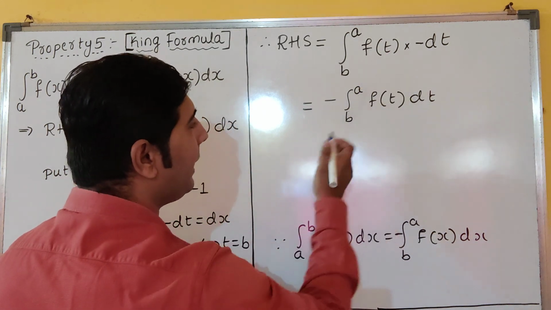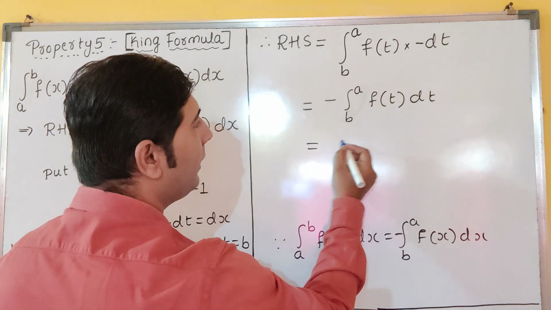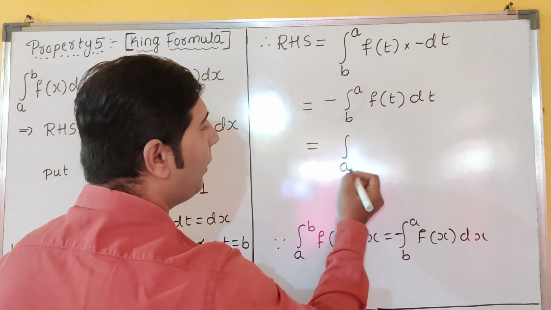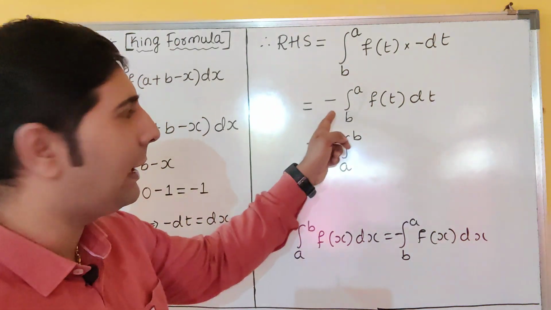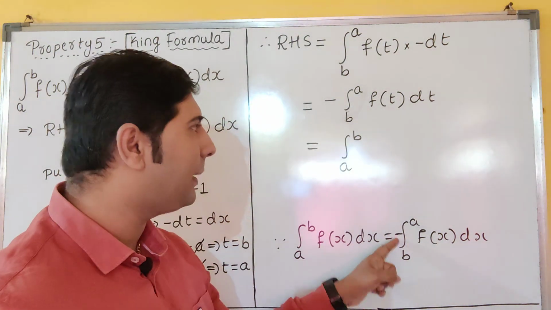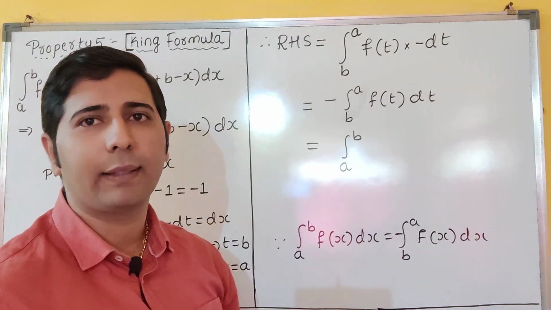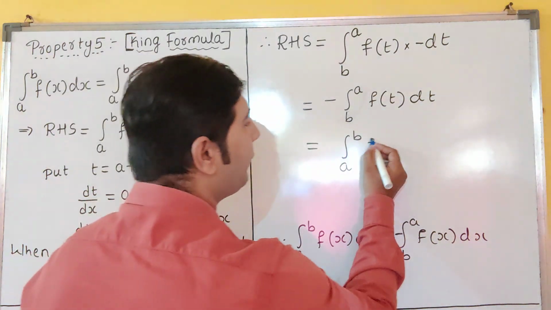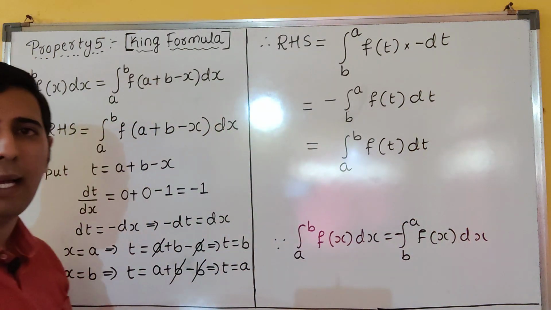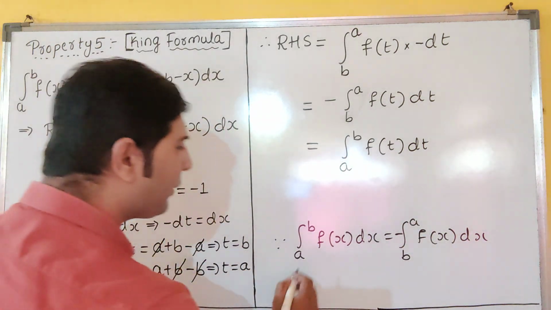So if I change the interval, what will happen now? B to a, I will write it as what? A to b now. A to b means minus sign will come. Already one minus is there. So minus sign comes means what? Minus into minus is plus. Clear? So f of t dt, dear students. Understood this? Everyone?